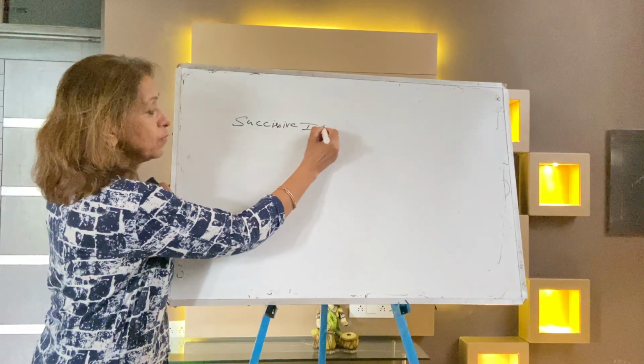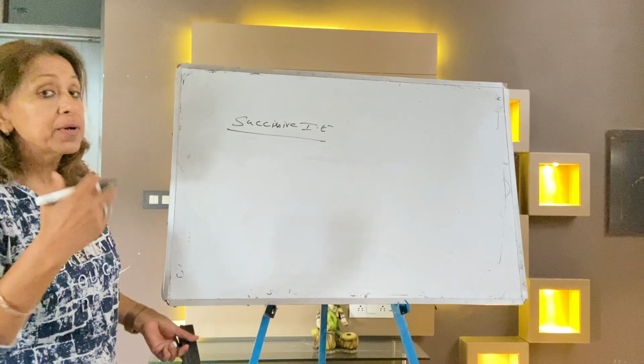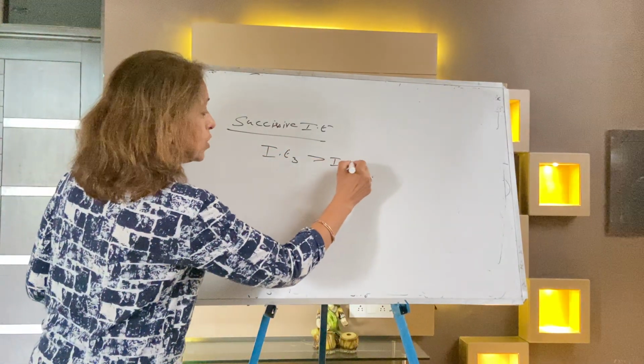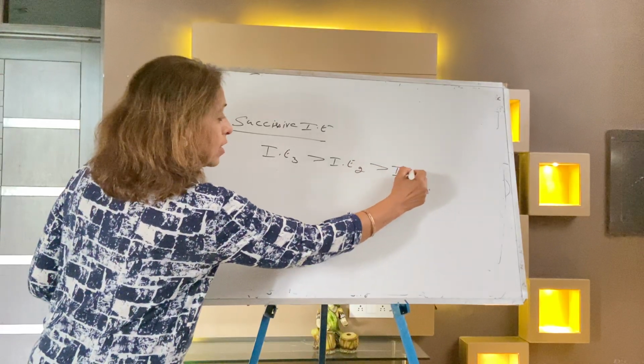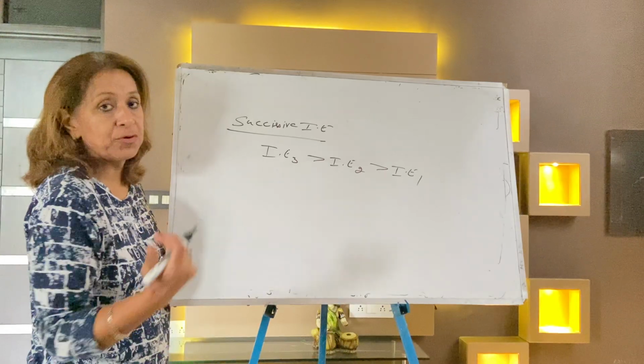Successive ionization energy is the energy required to remove the electron, not one but more than one. IE3 is greater than IE2, which is greater than IE1, always. It is always, but there are again a few exceptional cases that I am going to discuss.